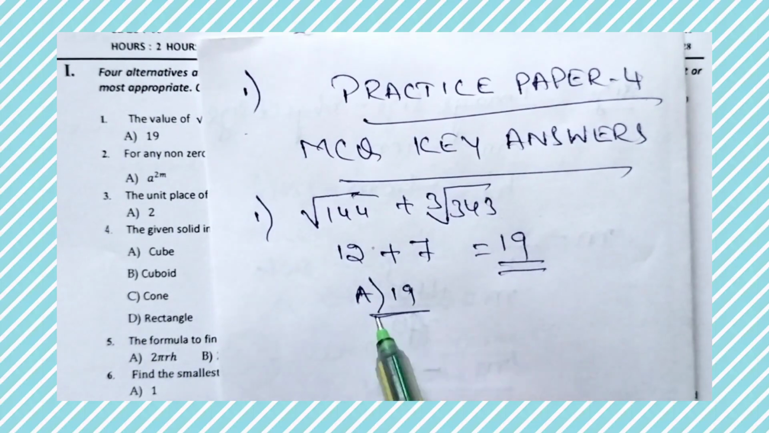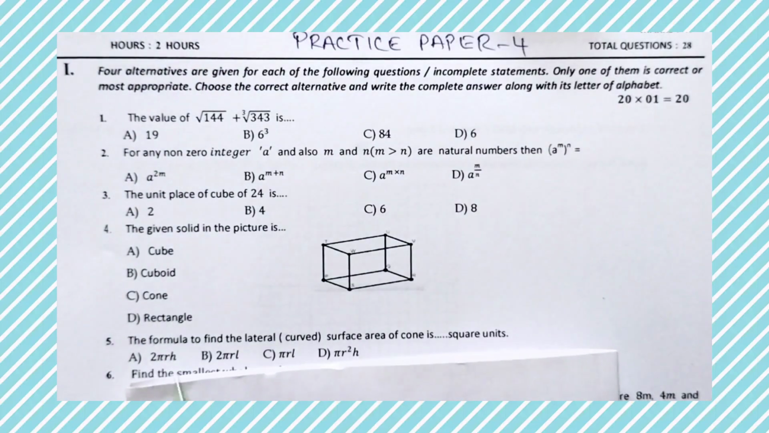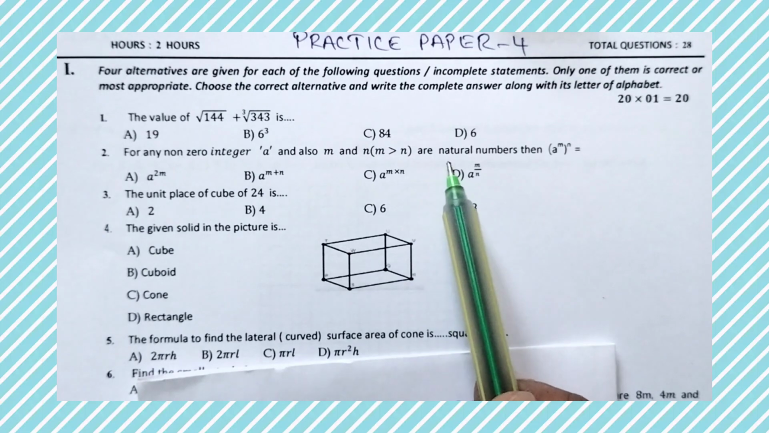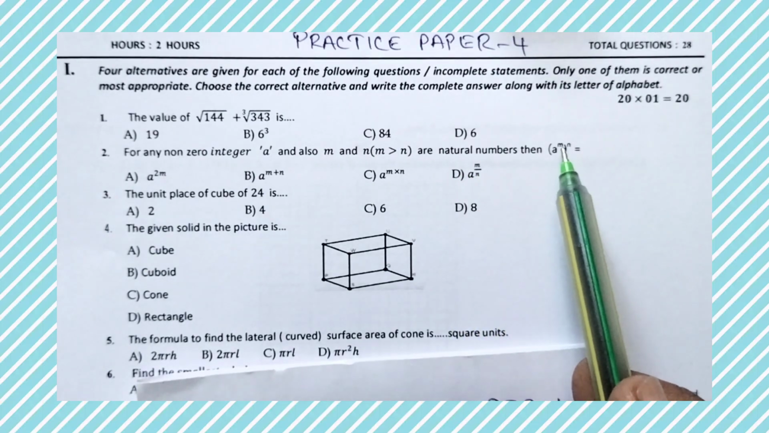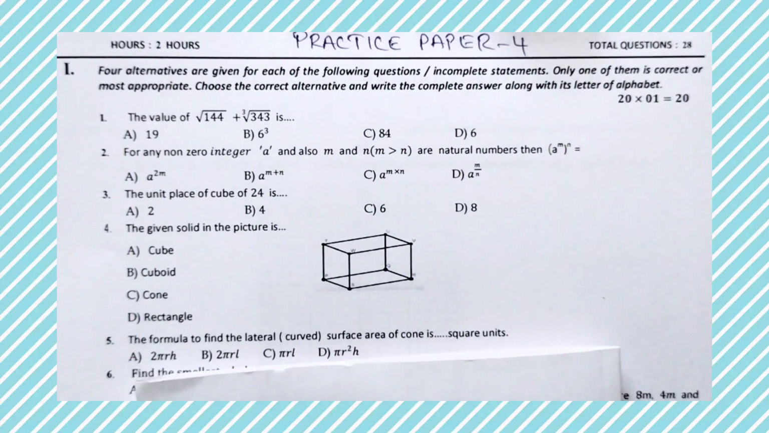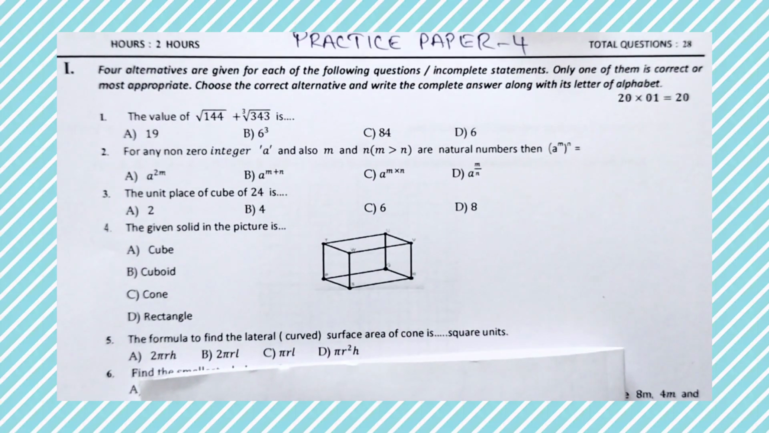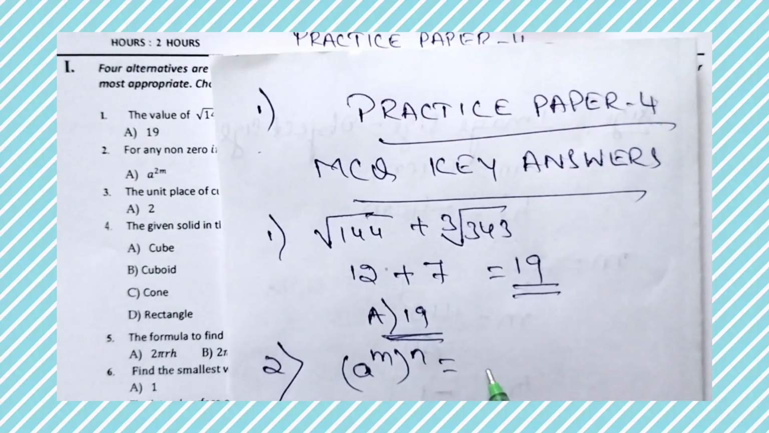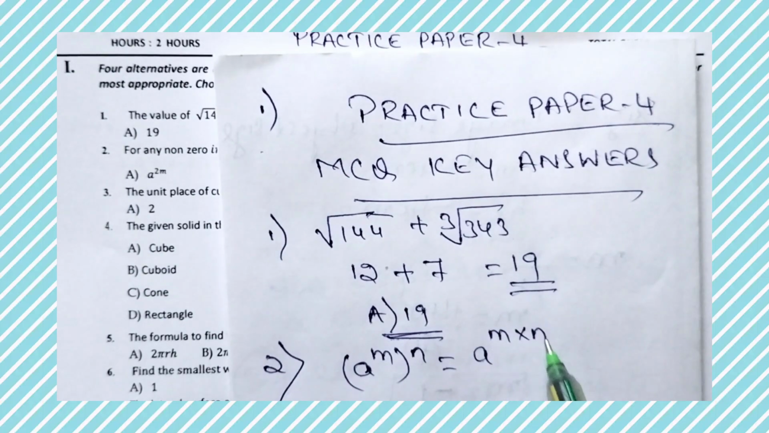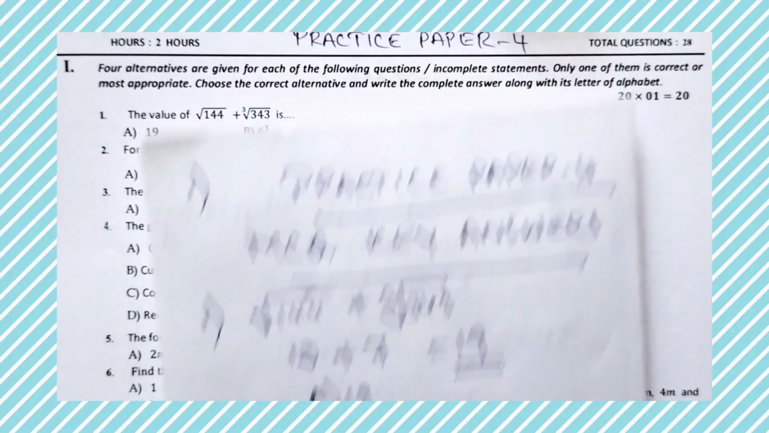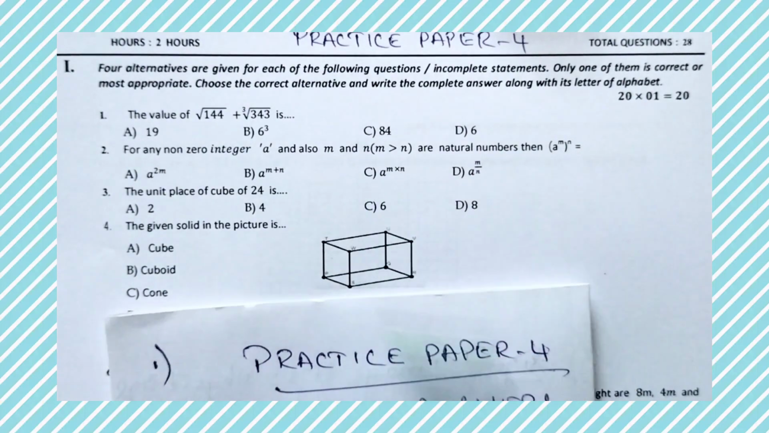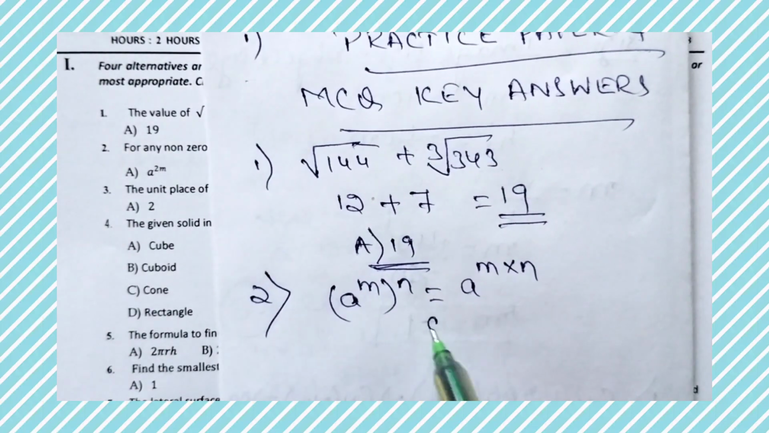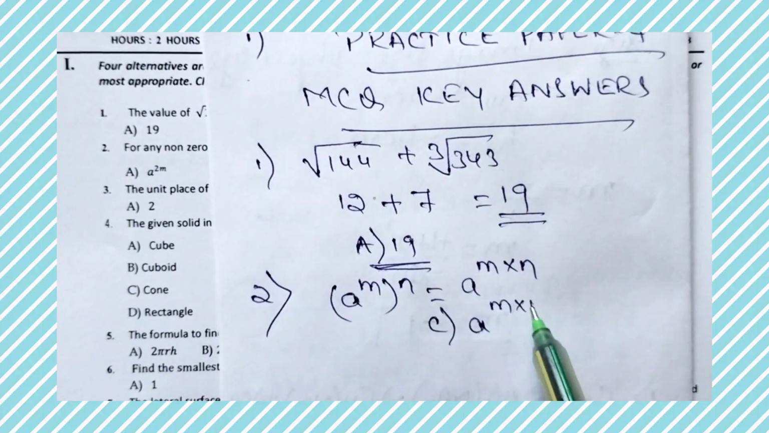Then coming to the second question: for any non-zero integer a and also m and n, where m is greater than n, are natural numbers, then a to the power of m whole to the power of n is dash. So a to the power of m whole to the power of n is equal to a to the power of m into n. So it is option C. Option C, a to the power of m into n, is the right answer.